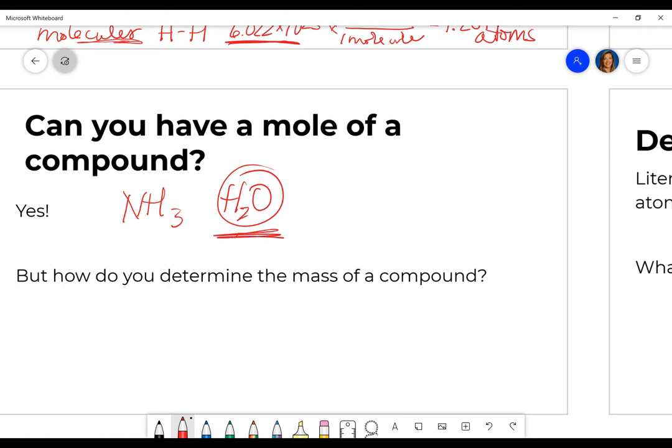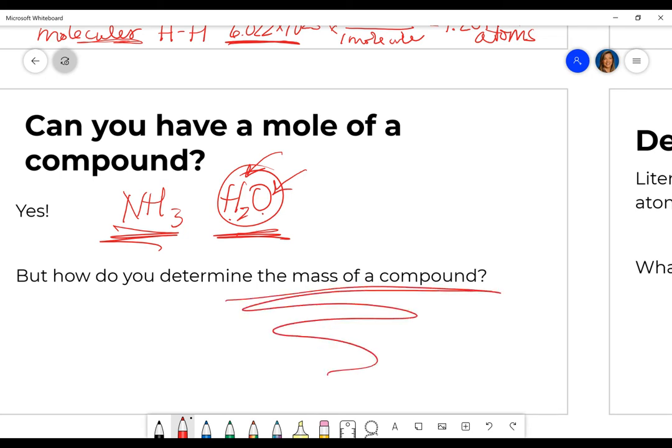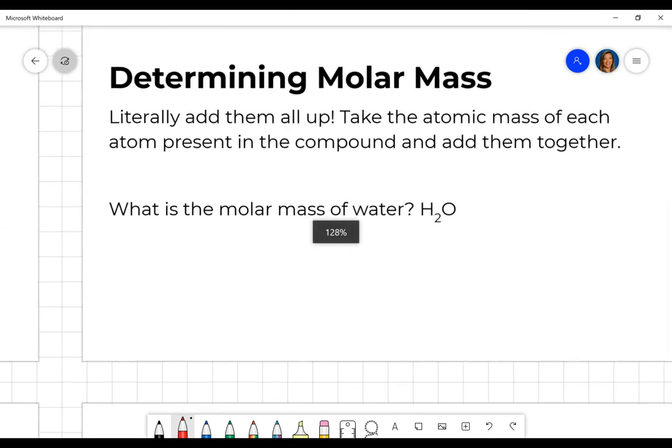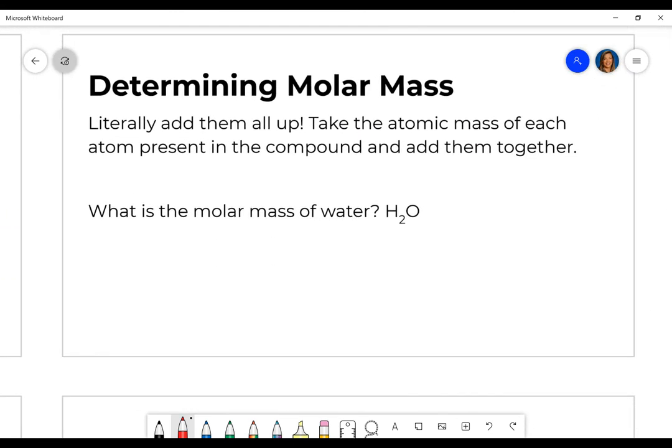So how do we determine the mass of these things? Okay, so let's think about this. All you need to do is take the mass of each atom that is in it. So we would add up the mass of 2 hydrogens and the mass of 1 oxygen to get the mass of the overall compound. It's pretty straightforward. We're literally just going to add them all up.